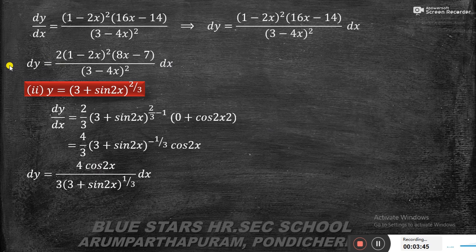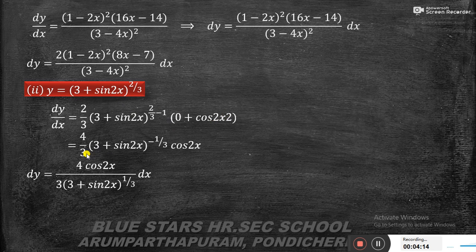Next, second subdivision, y equal to (3 plus sine 2x) power 2 by 3. Now I differentiate with respect to x. So dy by dx equal to, differentiation of the power is 2 by 3 into (3 plus sine 2x) into 2 by 3 minus 1. Next I differentiate the base. Differentiation of 3 is 0, plus differentiation of sine 2x is cos 2x into differentiation of 2x, which is 2.